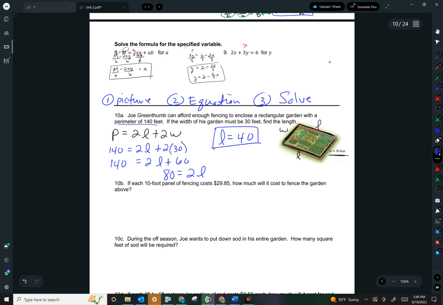Okay, I think I'm done. But let's make sure we answered the question. This is that number 4. Did we answer the question? What does it tell me to find? Go read the problem. It says find the length. And isn't that what I've done? I'm saying that the length is 40.